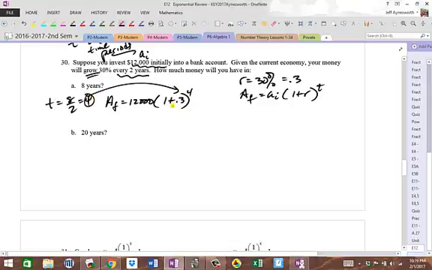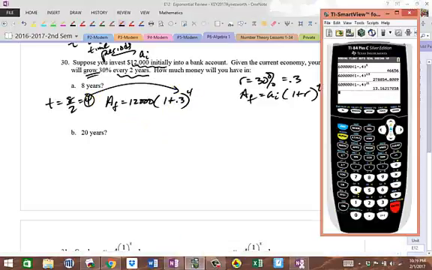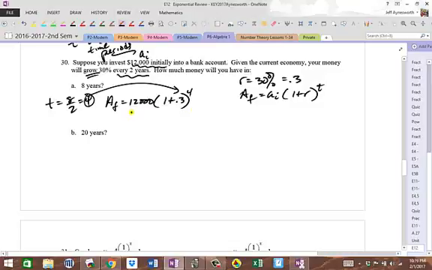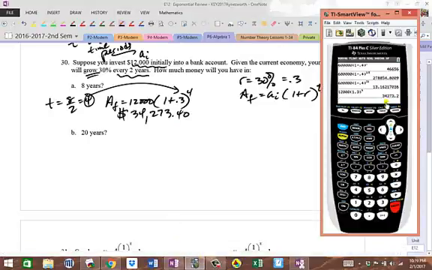So let's figure that out. 12,000 times 1.3 raised to the 4th power. And our money should grow. And it does, $34,273. So $34,273.40, I think it said. Let me verify that. 20 cents.